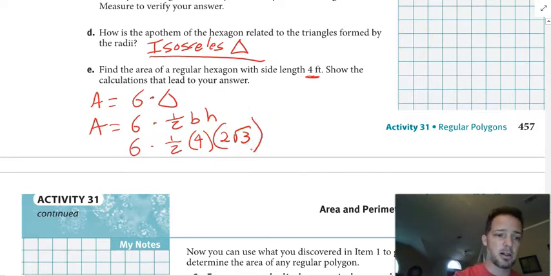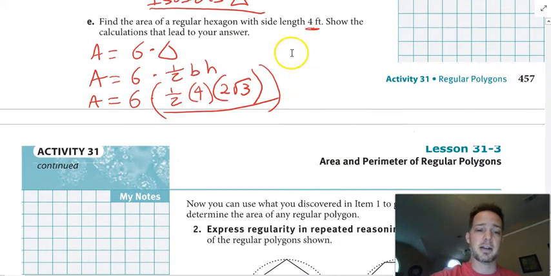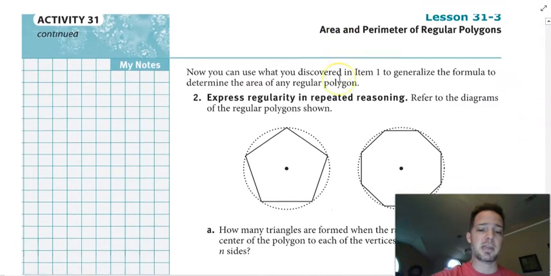And we could plug all of this in. 6 times the area of the triangle, 1/2 base times height, we could get the total area of this hexagon. Now that seems like a decent amount of work. It actually wasn't too bad, but it's a decent amount of work. We're actually going to summarize this and make it a little bit easier.